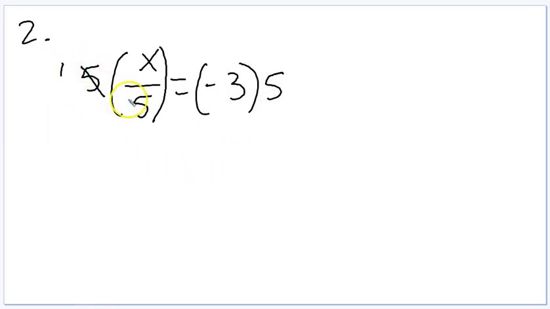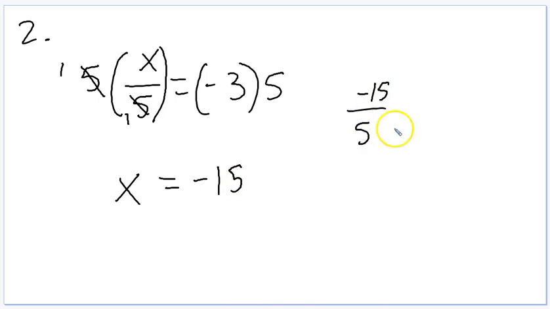We're going to cross simplify, so that makes it a 1, that makes it a 1, and then we have x all by itself equals negative 3 times 5 is negative 15. You want to plug it in, you get negative 15 over 5 equals negative 3. 15 divided by 5 is 3, and there's one negative, so it will be negative. Negative 3 equals negative 3. Check mark. Perfecto. Okay, moving on to number 3.